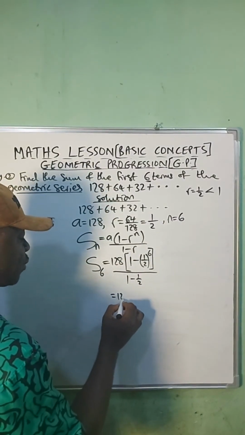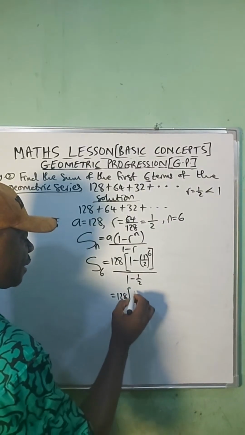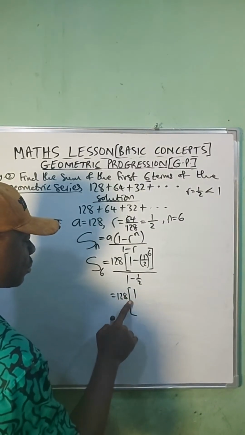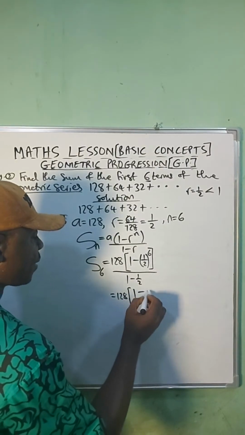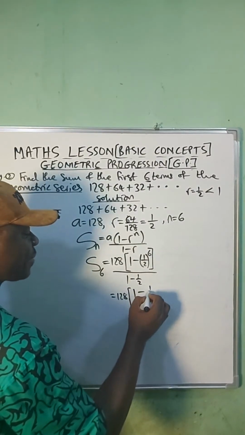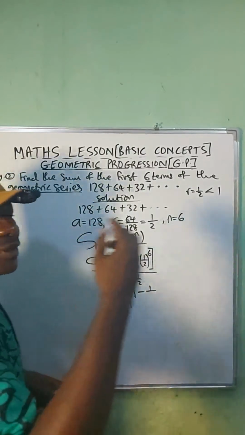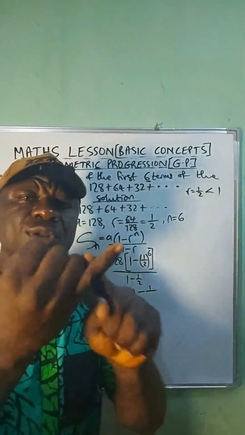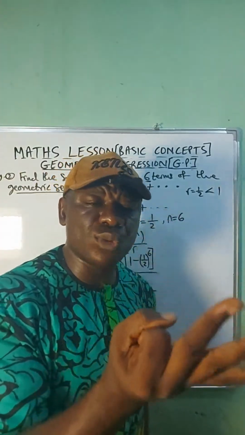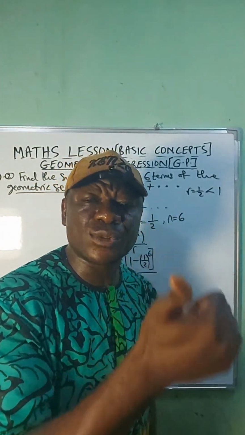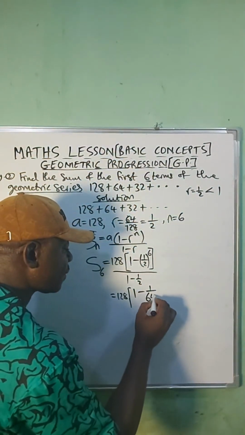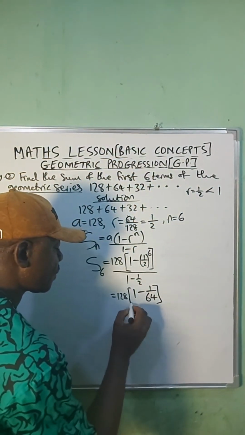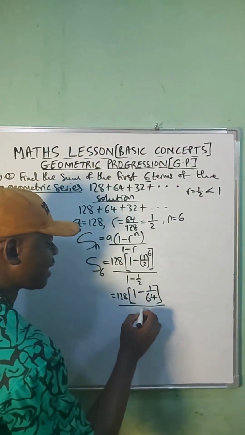That will give us 128 into 1 minus 1 raised to the power 6 over 2 raised to the power 6. 2 raised to the power 6 means 2 multiplied by itself 6 times. So 2 times 2 is 4. 4 times 2, 8. 8 times 2, 16. 16 times 2, 32. 32 times 2, 64. So this will be 64, all over 1 minus half, which will be half.